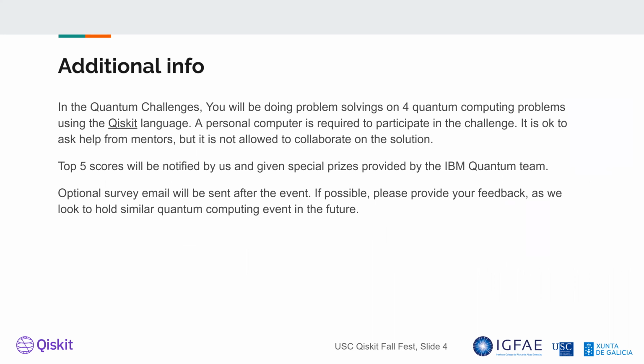So some additional information about our event. You will be doing problem solving on three quantum computing problems using Qiskit, and a personal computer is required to participate in the challenge. And it's okay to ask help from the mentors, all of us, at any given time, but it's not allowed to collaborate on solving the problem.